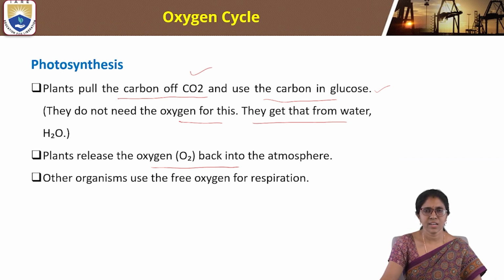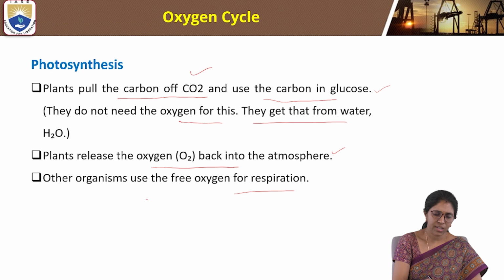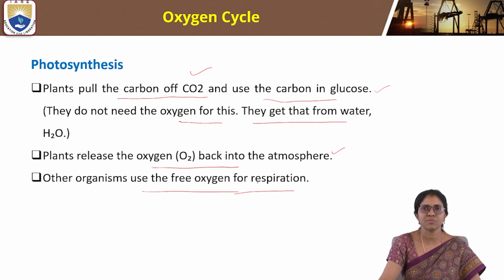So other organisms use free oxygen for respiration. In the photosynthesis process, plants take carbon dioxide, water and sunlight. Using chlorophyll, they undergo photosynthesis and produce food. During photosynthesis, plants release oxygen back into the atmosphere, so other living organisms use the oxygen present in the atmosphere for respiration.